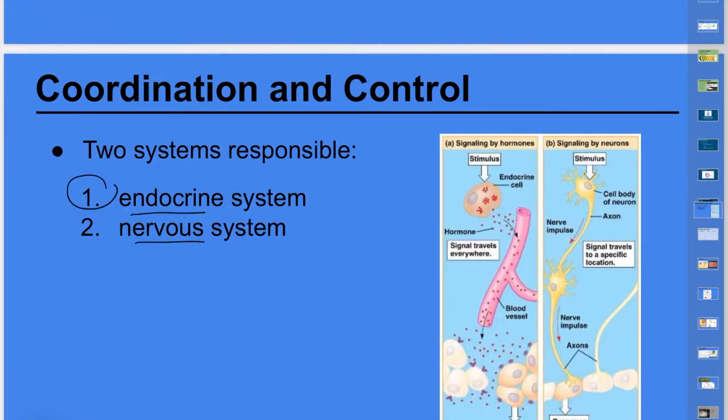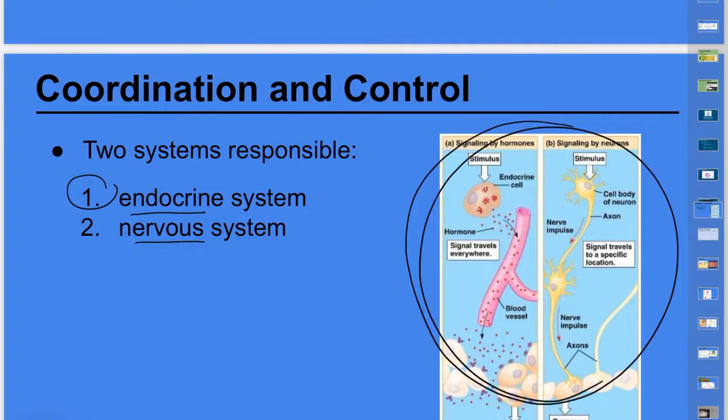So there's two main systems that are set up for coordination and control, and that's the endocrine system and the nervous system. The first one that we're going to talk about is the endocrine system. You can see a diagram of both of them over here, and a diagram in your textbook as well, comparing them. They have pretty different anatomies, and we'll talk a little bit about the anatomy and then also how they work.